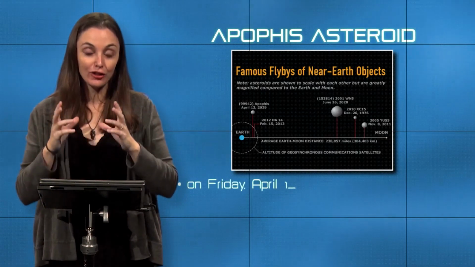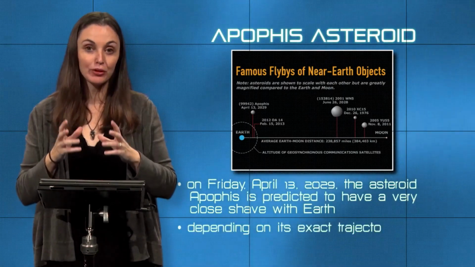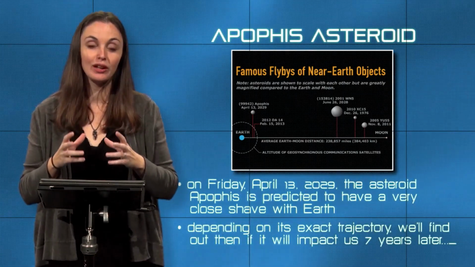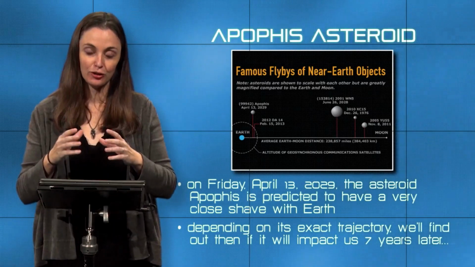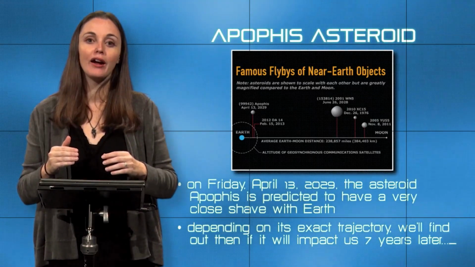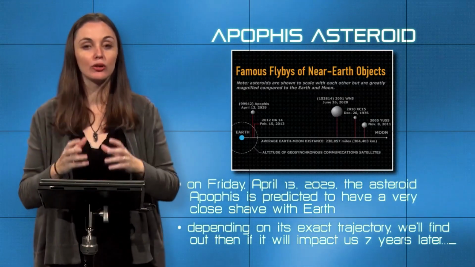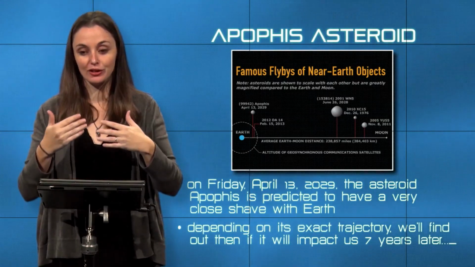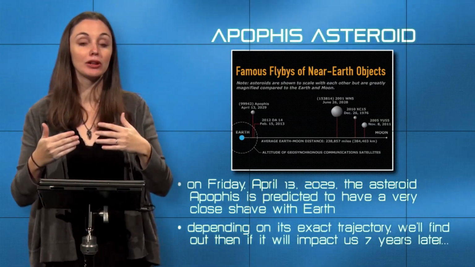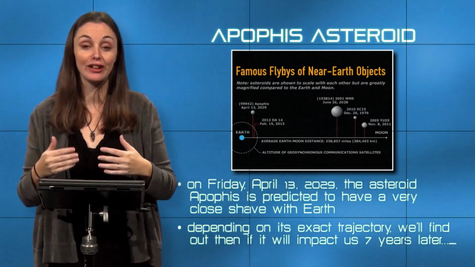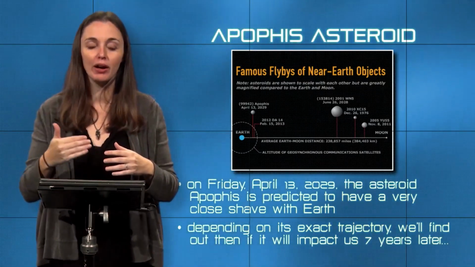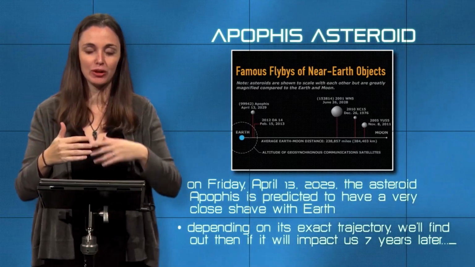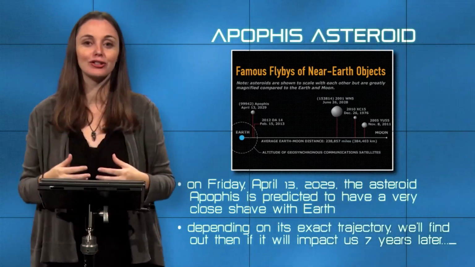On Friday, April 13th, 2029, this asteroid is projected to come extremely close to impacting the Earth's surface. The original estimations suggested that it had even maybe possibly a 2.7% chance of actually hitting the Earth's surface, but those projections have gone down with better math and better trajectories and so on.